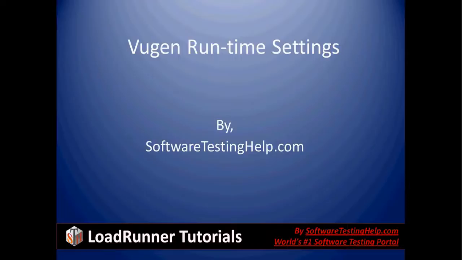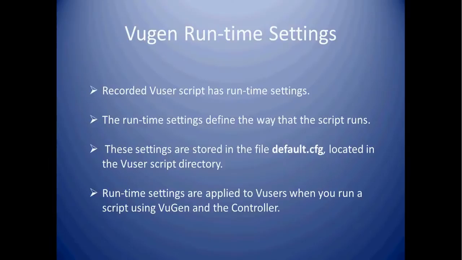Hi guys, today we are going to talk about VuGen runtime settings. Once we have recorded a script, we have to configure runtime settings. These give control over the script execution. These settings are saved in a file named default.config in the VuGen script directory. These settings are applicable when we run the script using VuGen and Controller.